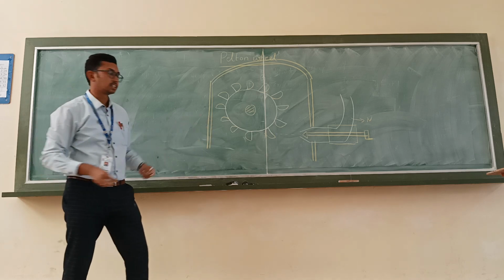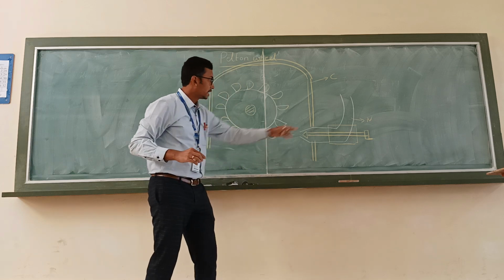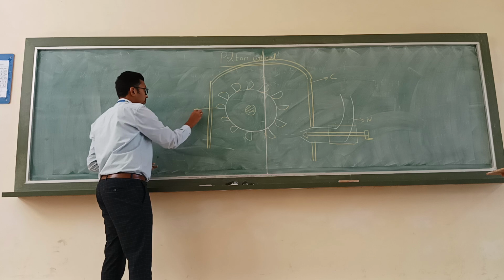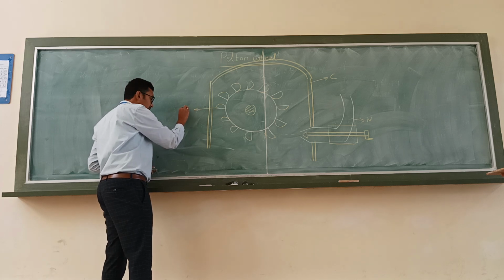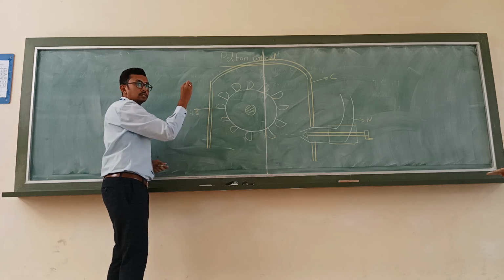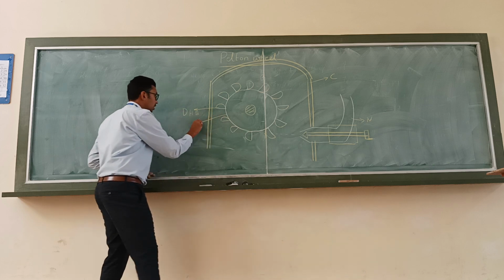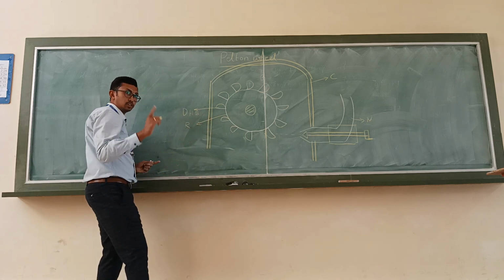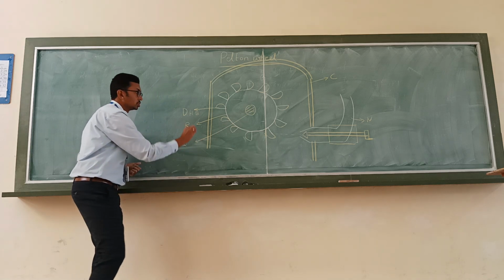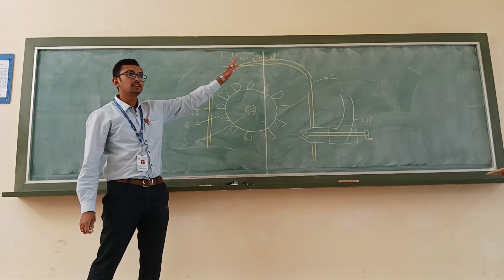Okay, so this is the casing. C for casing. N for nozzle. Next, this is for double hemispherical blades. R stands for rotor. S stands for shaft. So what is this? Pelton.